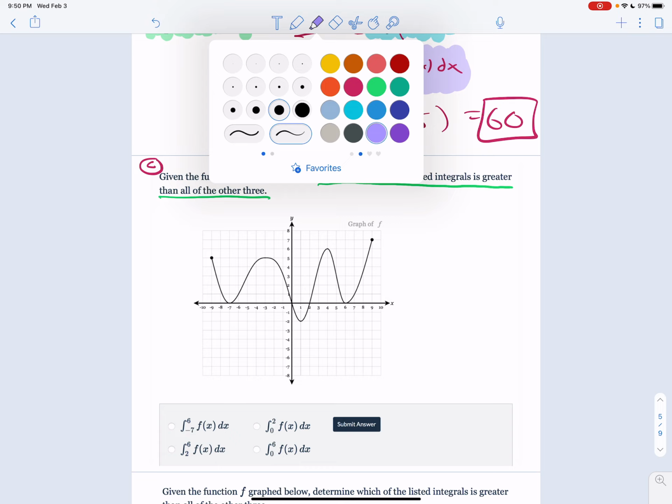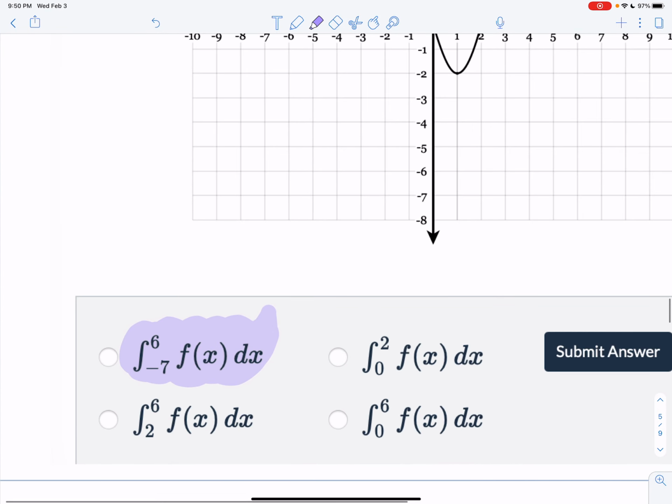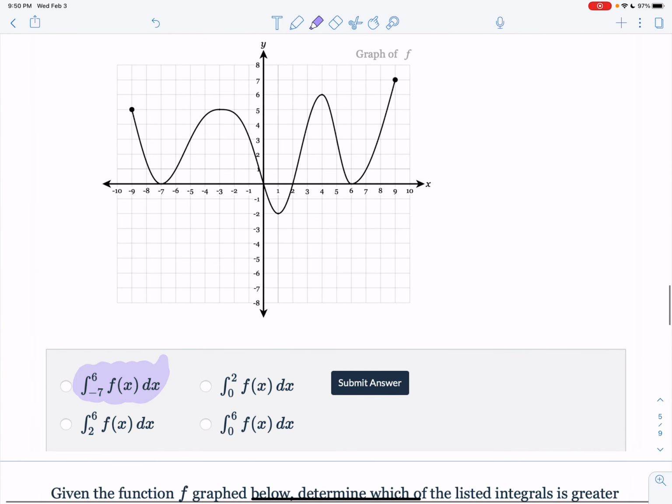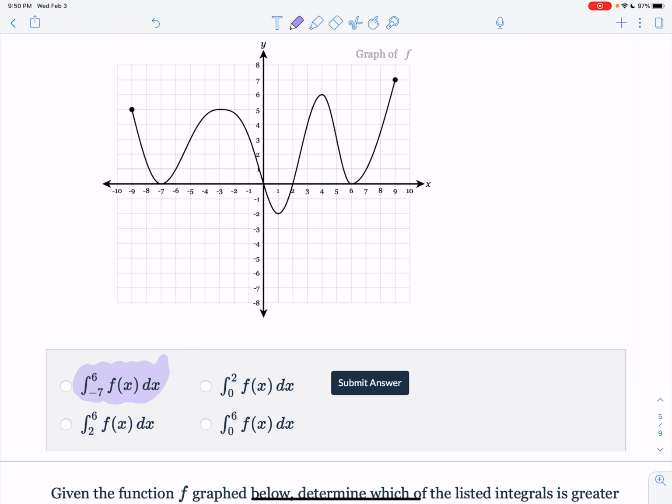Let's say we were to focus on this first one right here. We're finding the integral of f from -7 to 6. So remember, we're finding the area under the curve, respectively, from -7 all the way to 6. So if I were to color this in, from -7 to 6, -7 starts right here, and then you start accumulating area all the way until you get to 6.